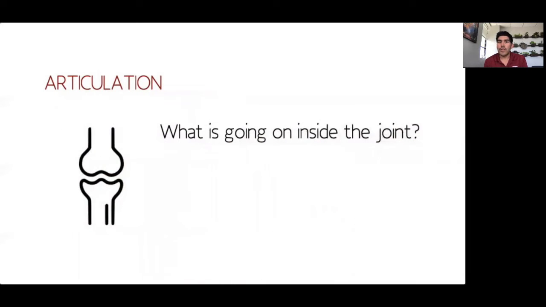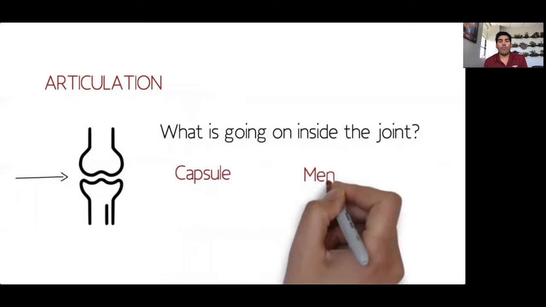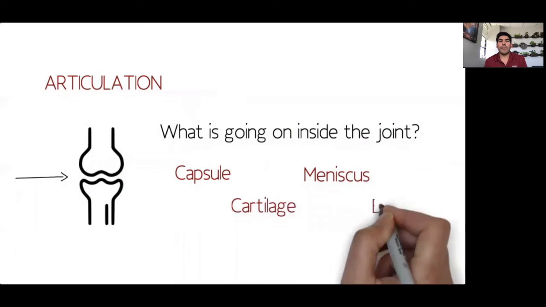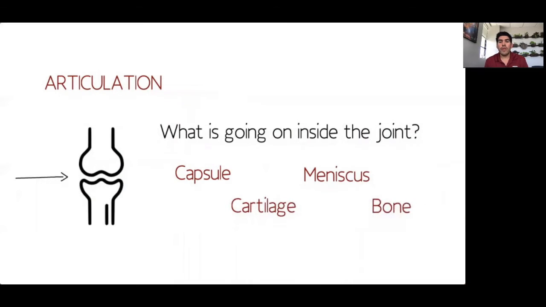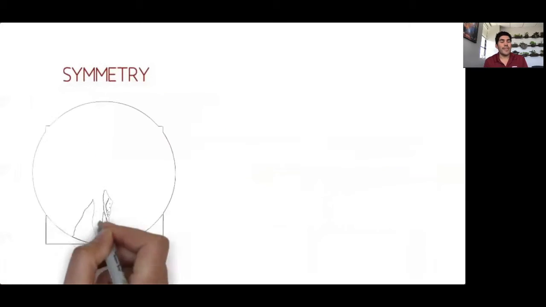When we discuss articulation, I'm basically asking what is going on inside the joint. What's going on with the capsule that surrounds the joint? If we're looking at the knee, is the meniscus worn down or torn? If we're looking at the cartilage, has the cartilage been worn down? And if we're looking at the bone, do you have bone spurs that are causing your pain and limiting that range of motion? Each of these are different things that I'm evaluating when I'm looking inside the joint, or the articulation aspect of joint pain.